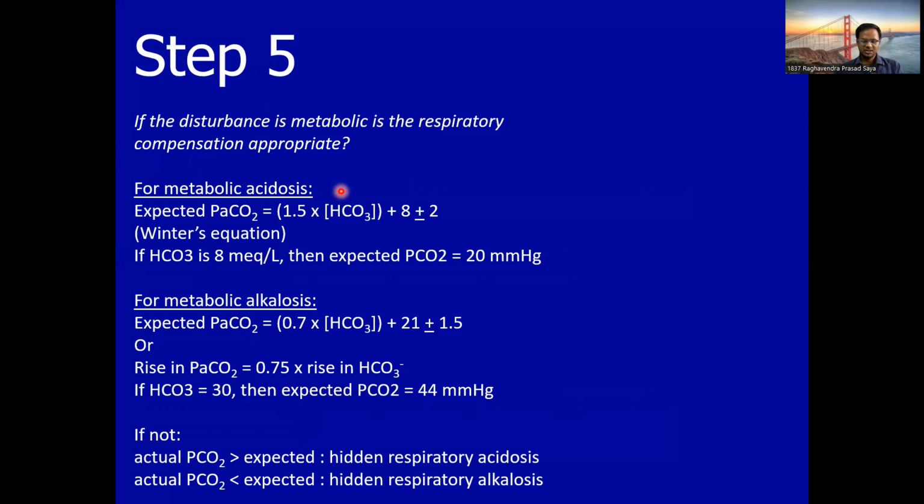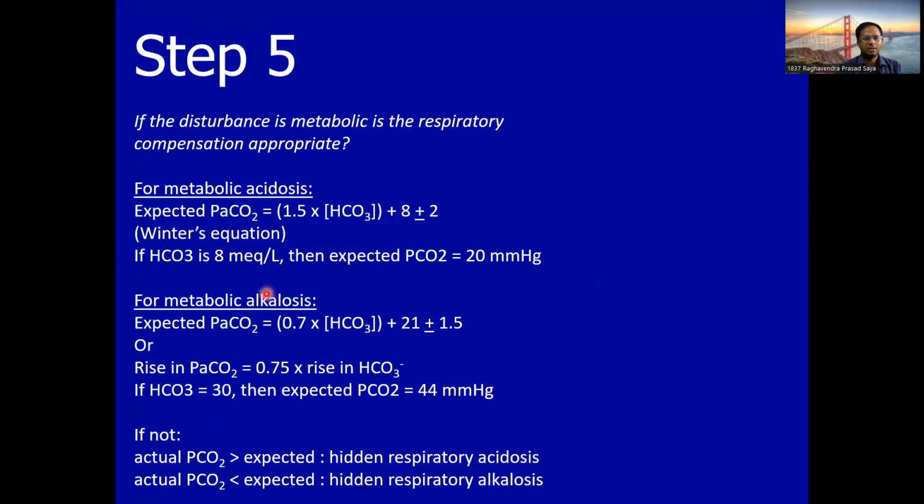But there is a decrease in bicarbonate, for which what has to happen compensatorily, there should be a decrease in PCO2. That means the patient has to hyperventilate. There will be hyperventilation in that patient. So how do you know whether this patient is hyperventilating appropriately or not? You should know what is Winter's equation. So expected PCO2 in a patient with metabolic acidosis is equal to 1.5 times the bicarbonate plus 8.